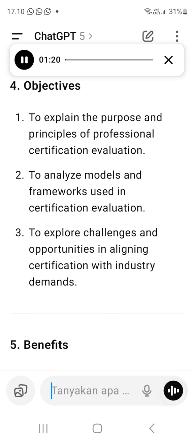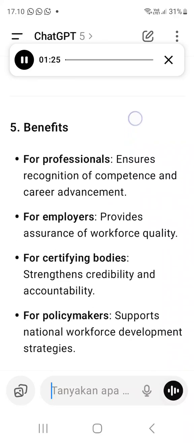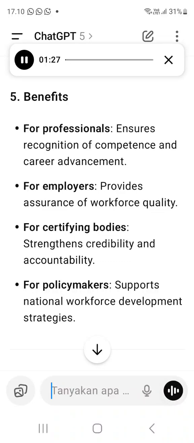To explore challenges and opportunities in aligning certification with industry demands. 5. Benefits. For professionals, ensures recognition of competence and career advancement. For employers, provides assurance of workforce quality. For certifying bodies, strengthens credibility and accountability. For policymakers, supports national workforce development strategies.